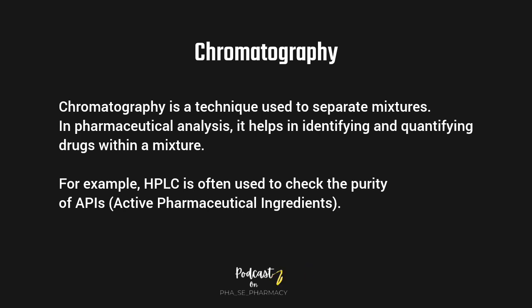It really is a powerful tool, and one common use is checking the purity of APIs, active pharmaceutical ingredients, which are the essential parts of any medication. By separating the API from any impurities, we can figure out how pure it is and make sure it meets those strict safety standards. So HPLC helps make sure the active ingredient is actually active.